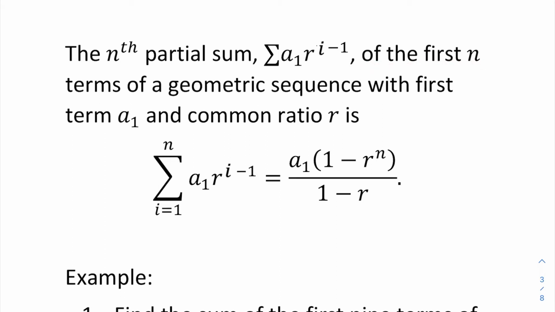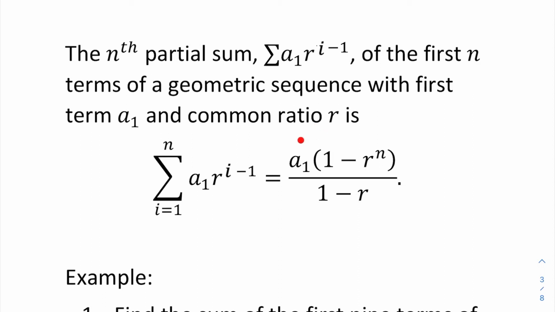So, the first n terms of a geometric sequence with first term a1. So a1 is the first term, and the common ratio is r. So r is the common ratio. So that sum, the sum from i equals 1 to n of those terms of a geometric sequence, when you add them all up, you just get this expression right here. This expression will give you that sum.